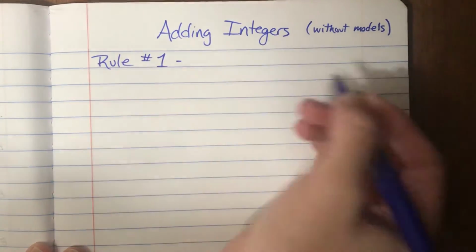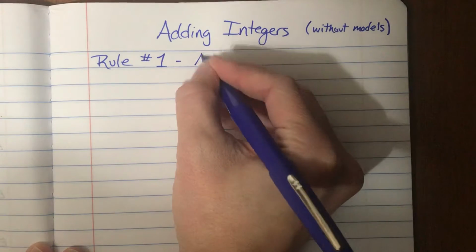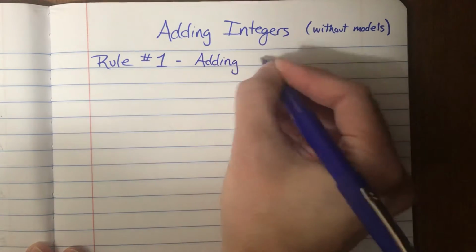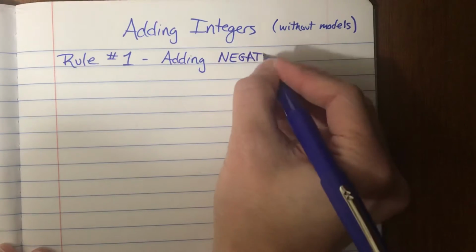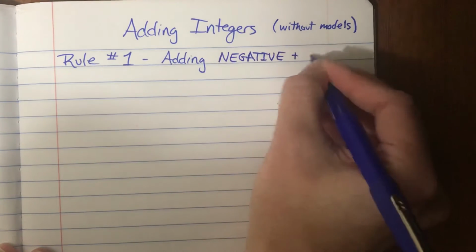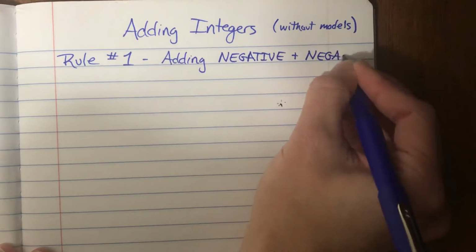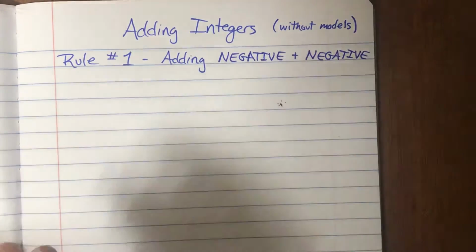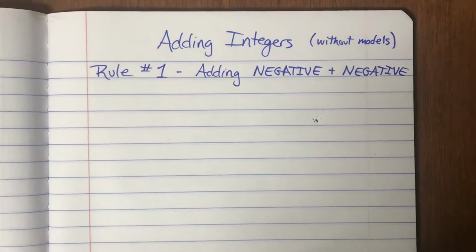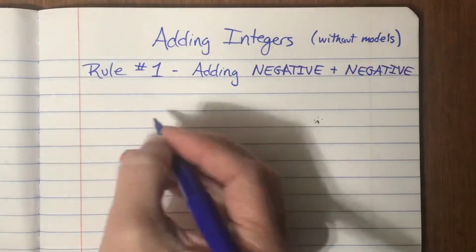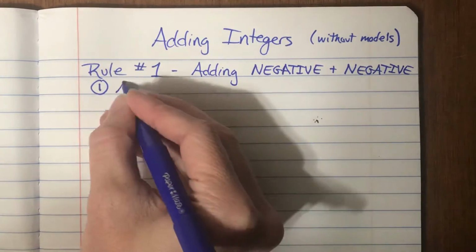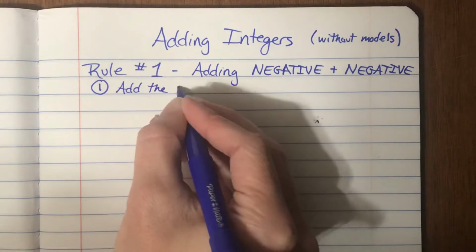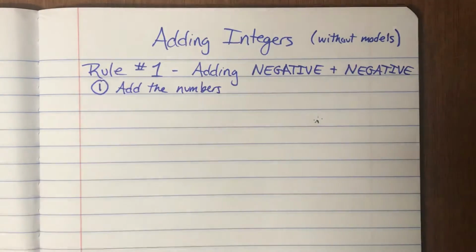Rule number 1. And this rule is for adding a negative. I'm going to write this in all caps. Adding negative plus negative. So 2 negative numbers, adding a negative number plus another negative number. And here's what that rule says. So step number 1, we are going to add the numbers. Just like normal. No big deal. Just add the numbers. 2 negatives, add the numbers together.